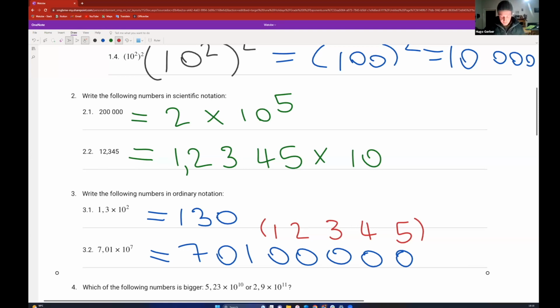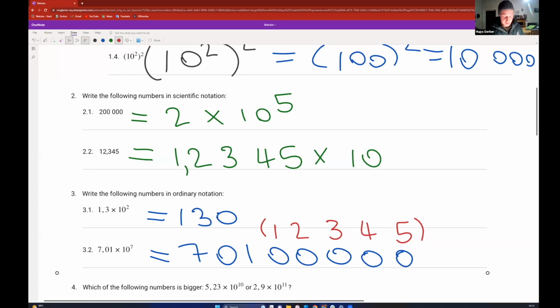Anyway, I hope that you can see the correct answers on the screen. For number 2, we had to go from ordinary writing to scientific notation, ordinary notation to scientific notation. That's why we counted the amount of zeros, and that is then 2 times 10 to the power of the amount of zeros that you had, okay?